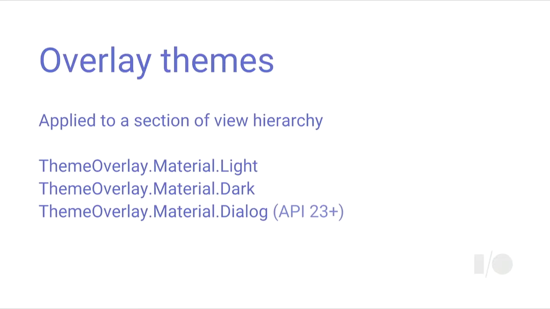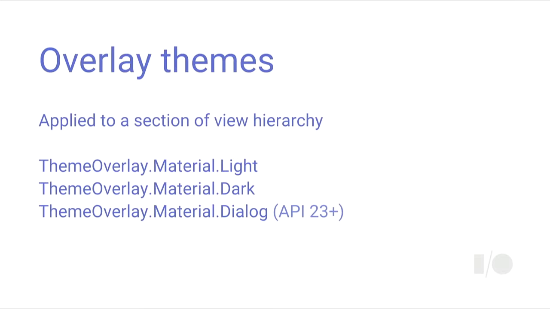We also have overlay themes. So these are themes that define a subset of values that, as Chris mentioned, get applied on top of your existing theme. So for example, material.light contains only the colors relevant for a light theme. It's not going to change any of your window attributes. For people who are developing for older platforms, you may have noticed on API 21 and 22 that if you set a color accent in your theme and then you open a dialog on API 21 and 22, you're still going to get teal unless you explicitly go and create a dialog theme that redefines your accent color.